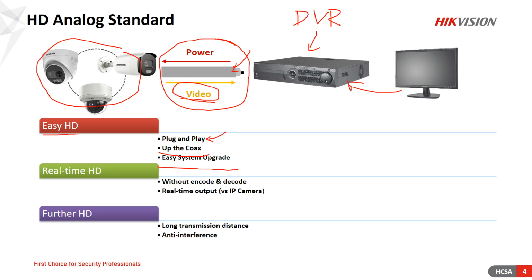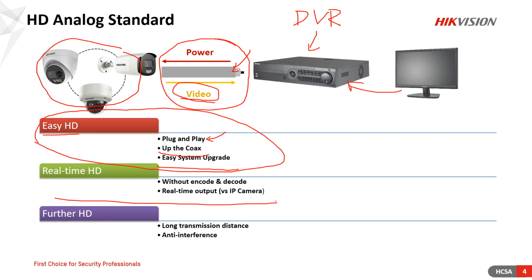And easy system upgrade means if you are going to upgrade the DVR, you can just put the upgrade firmware in a USB drive and then plug the USB drive into the DVR, then just click upgrade, and the DVR will be upgraded. So it's very easy to upgrade. This is about why it is very easy to use.